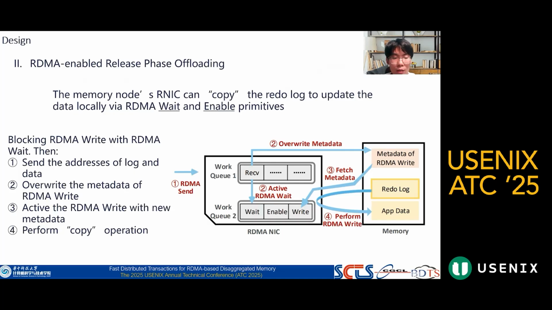To start data copy, the computing node transfers the source and the destination of the data copying via an RDMA send, referring to step 1. This RDMA send consumes the RDMA receive and overwrites the metadata. Meanwhile, it also activates work queue 2, referring to step 2. RDMA enable forces the RNIC to fetch the new metadata of the RDMA write, referring to step 3. So, the RNIC can copy the data from the redo log to the data area via the RDMA write.